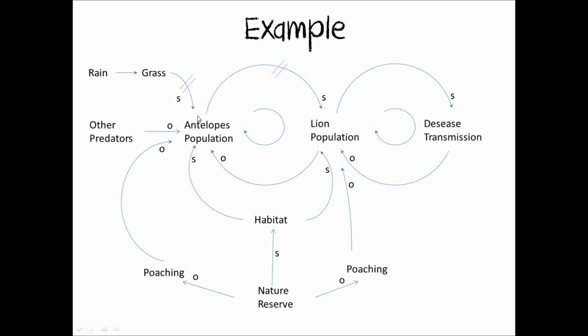So there's a short example of a system. I will just go through this quickly. So maybe if there's rain, there will be more grass. If there is more grass, there will be a delayed increase of the antelope population. The antelope population is then again influenced by other predators. The more other predators, the fewer antelopes. The more antelopes, the more lions with delay. The more lions, the fewer antelopes again. But the more lions, there's also more disease transmission. The disease transmission has an effect again on the lion population, which maybe then decreases again.